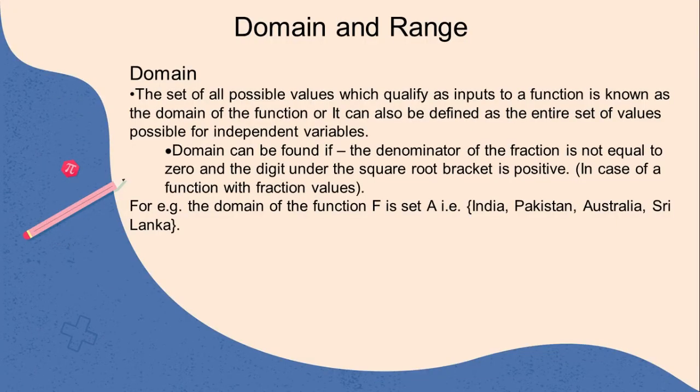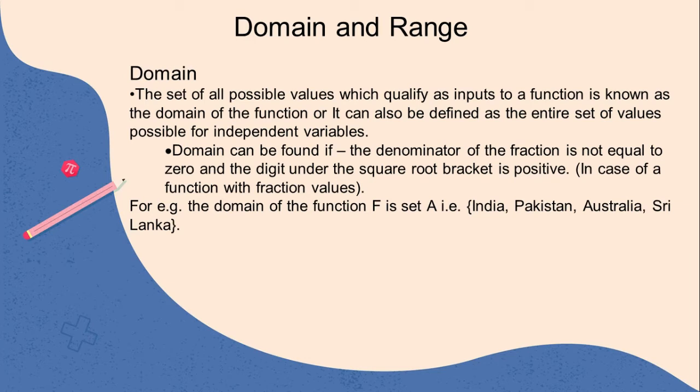Domain, the set of all possible values which qualify as an input to a function, is known as the domain of the function, or it can also be defined as the entire set of values possible for independent variables. Domain can be found if the denominator of the fraction is not equal to 0 and the digit under the square root bracket is positive.